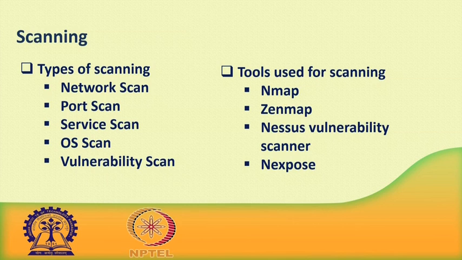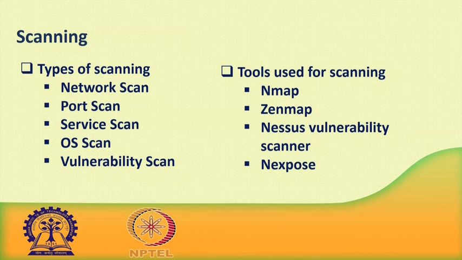Scanning. In scanning, the attacker begins to actively gather information from a target machine or network for vulnerabilities that can be exploited. There are different types of scanning, like network scan, port scan, version or service scan, OS scan, vulnerability scan, etc.